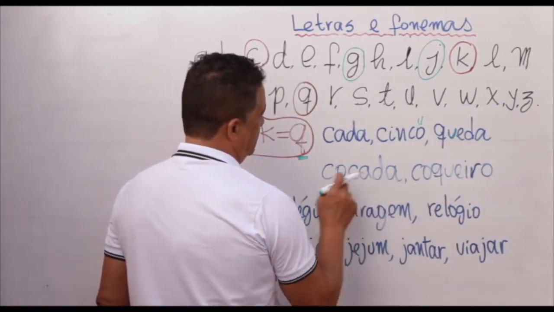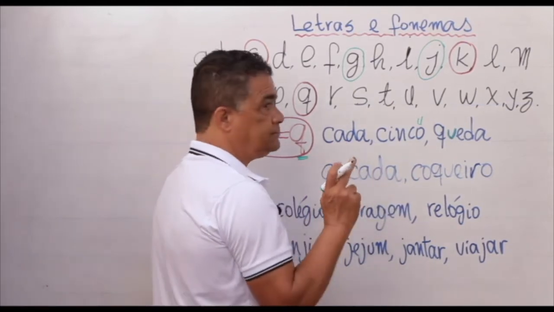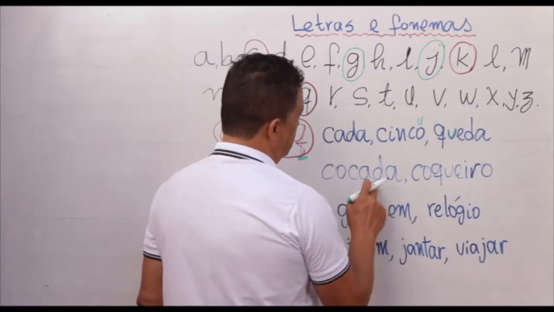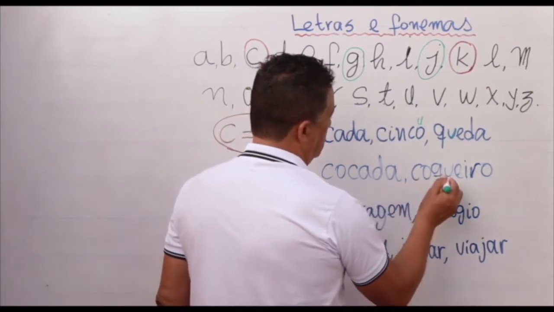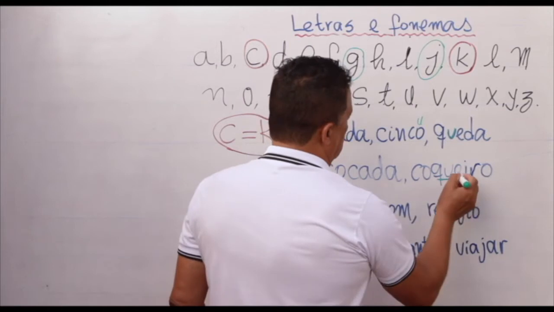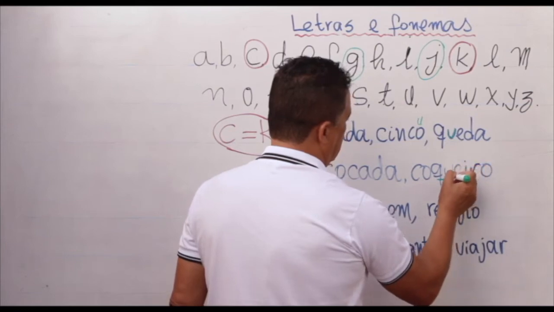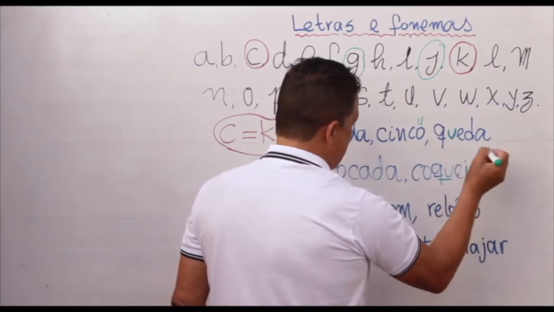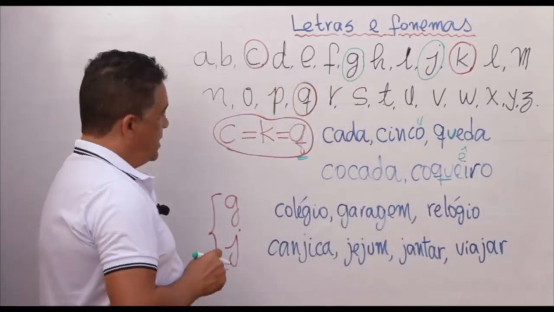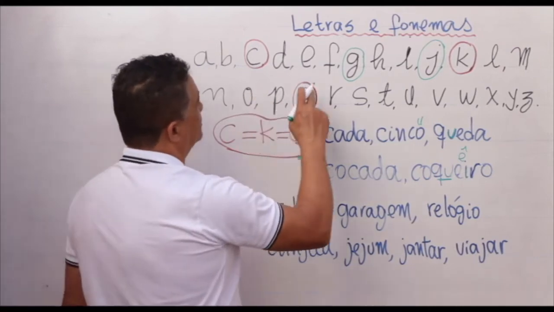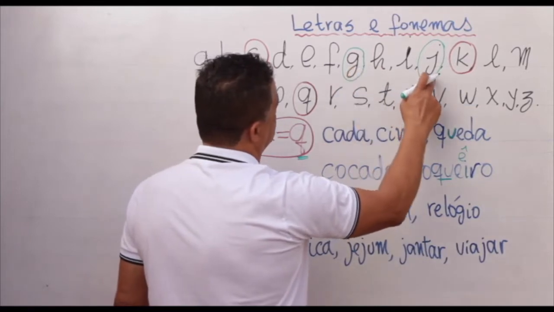Cocada, it's a Brazilian sweet made of coconut. Cocada, very delicious, by the way. Palm tree, coqueiro. Even though you write it with an E and an I, you don't say e, you say ei. Coqueiro, okay?